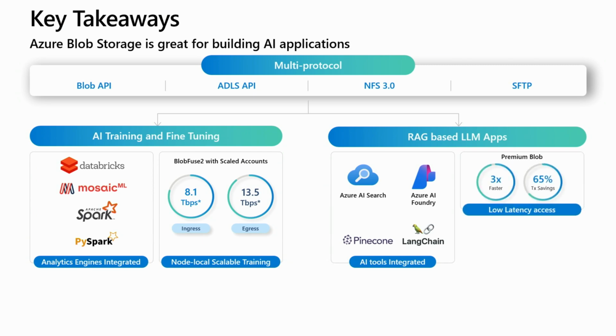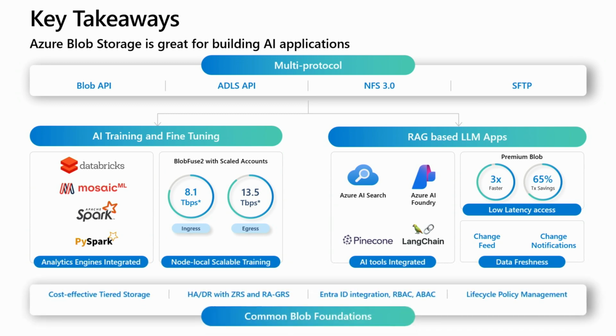You have great performance for RAG pipelines with Premium Blob Storage, something that's been GA for many years now and is very useful in this scenario. We also have a great way of dealing with data freshness in all these hybrid scenarios where you have data flowing in constantly and you need to update your models around that. All of this is built on that common blob foundation that we talked about. Very cost-effective storage, great HADR functionality, really good focus on security with the RBAC and ABAC features, and really good data management.